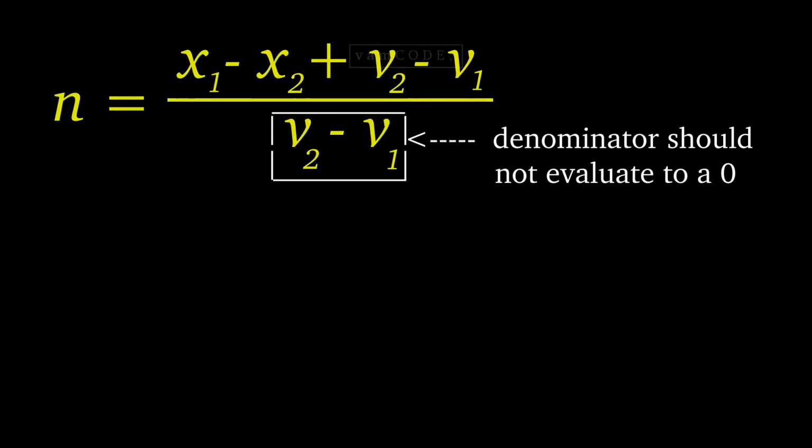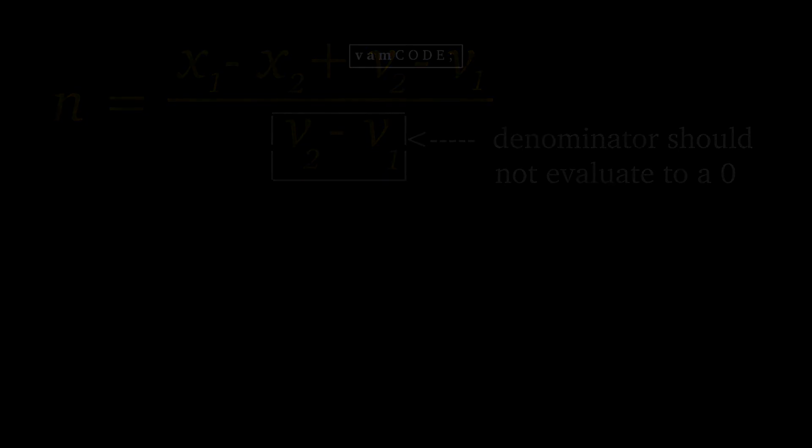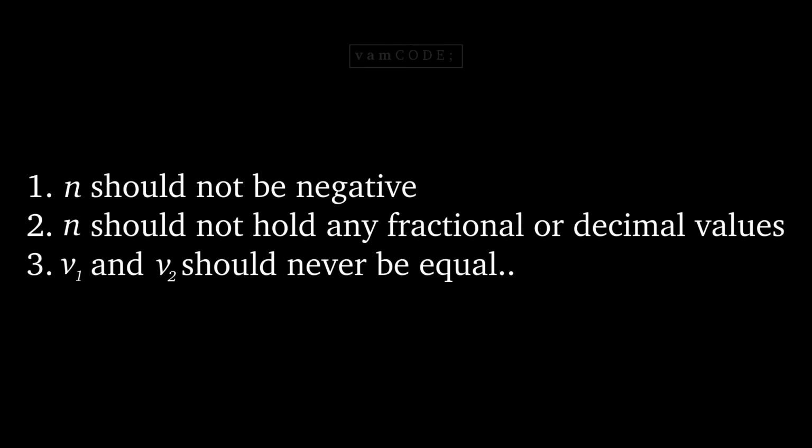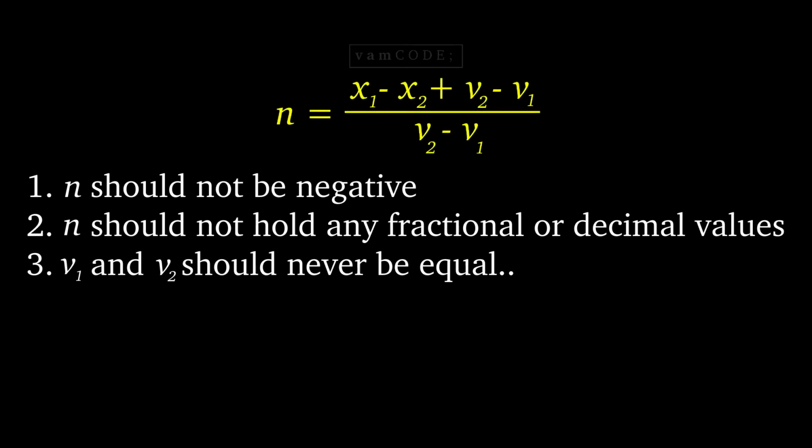So let's sum up everything in the logic part so we can move on to the implementation. N should not be negative. N should not hold any fractional or decimal values. v1 and v2 should never be equal. And n, finally, is equal to x1 minus x2 plus v2 minus v1 whole divided by v2 minus v1.